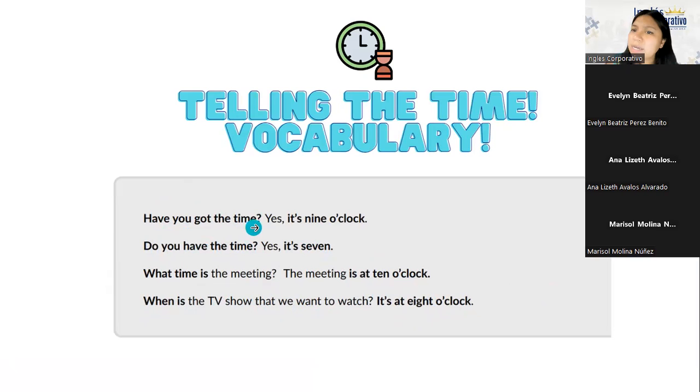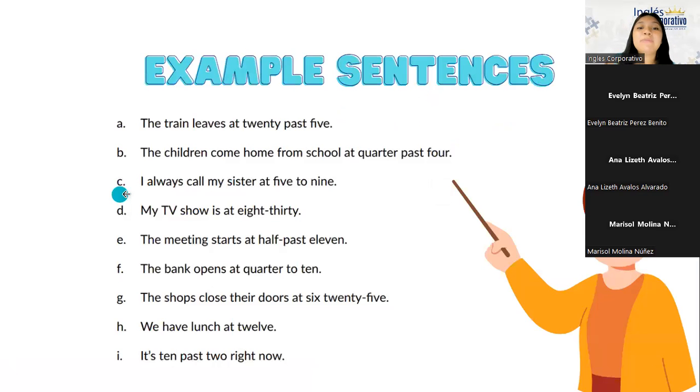Have you got the time? Ahora vamos a ver example sentences, ¿sí? Vamos a ver con la hora. Ahora sí nos vamos a enfocar en la hora.